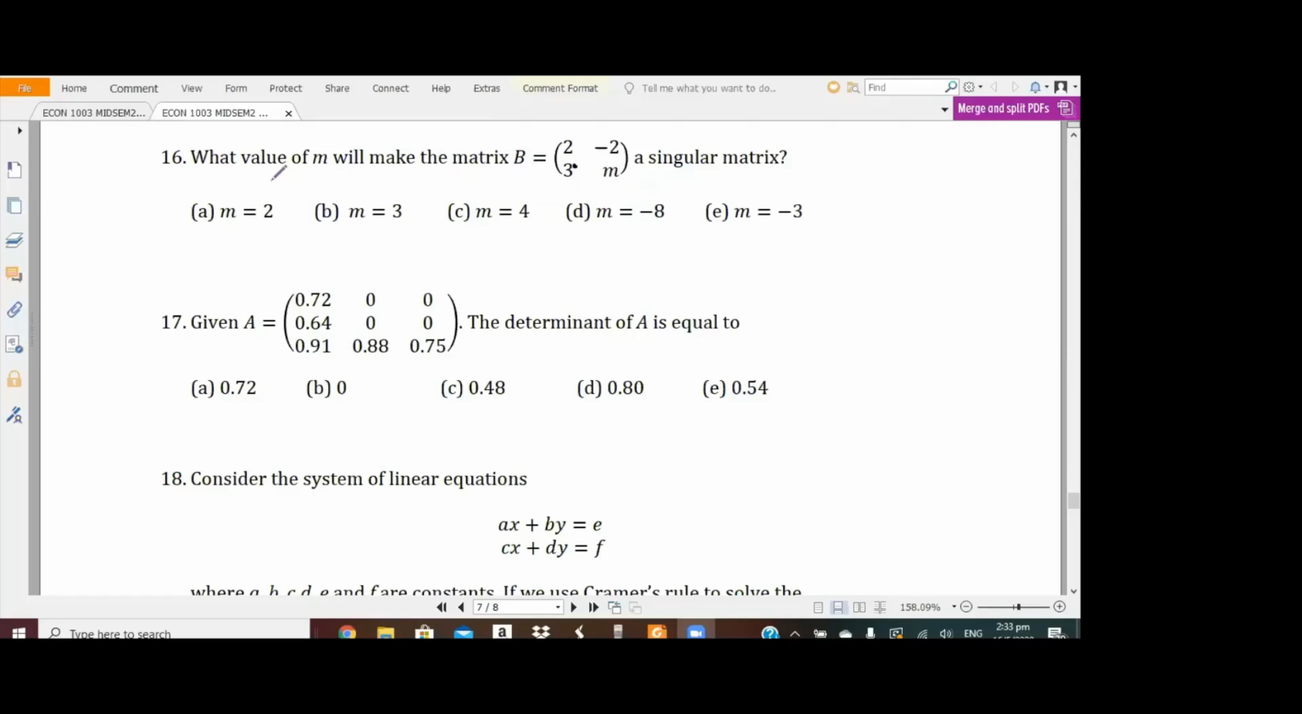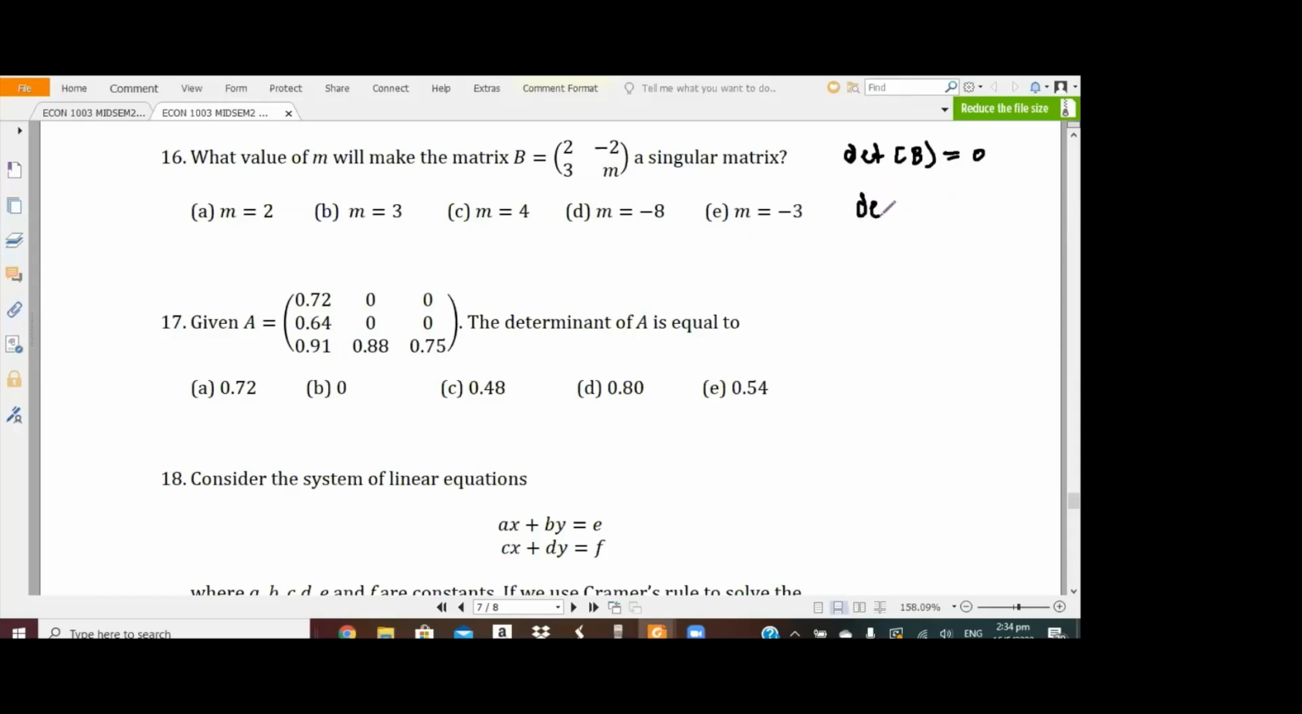All right. So what value of m will make the matrix B here a singular matrix? When our matrix is singular, we defined it that the determinant has to be equal to 0. We also defined the determinant to be the product of the leading diagonal, which goes down, minus the non-leading diagonal, which is going up. So let me just clear that up for you. Ready? So we're going to say that because it's singular, the determinant of B is equal to 0.